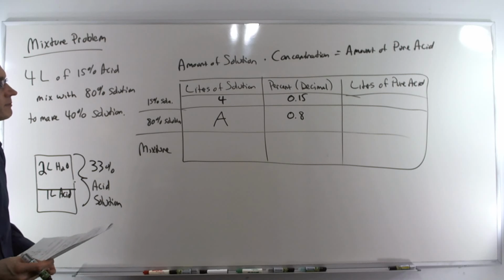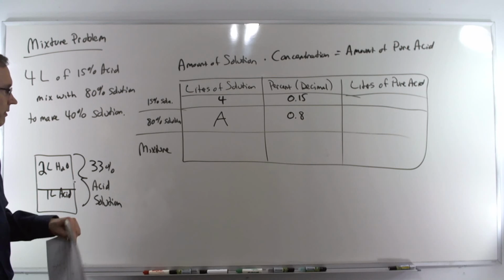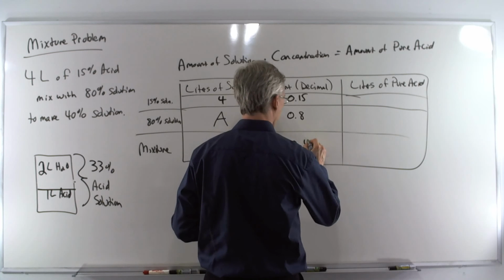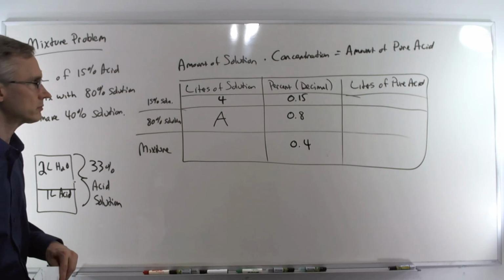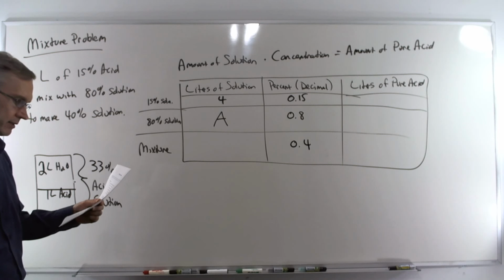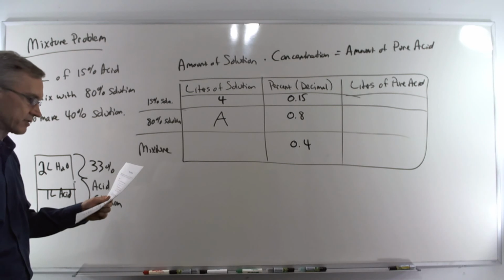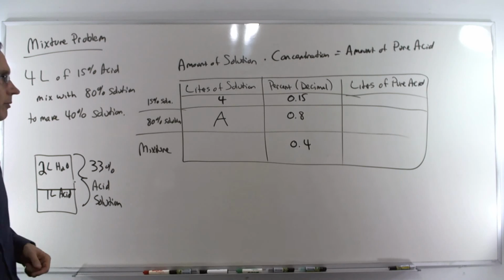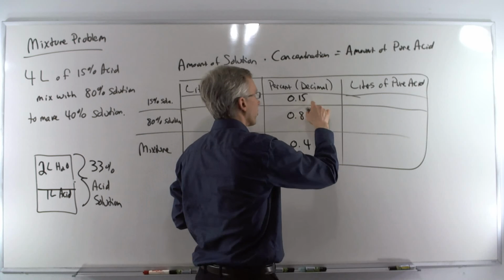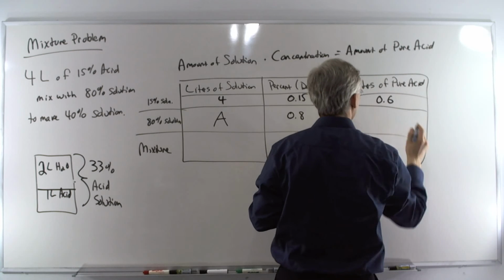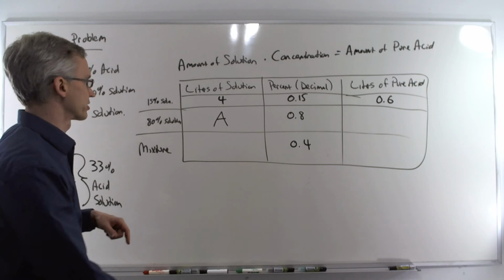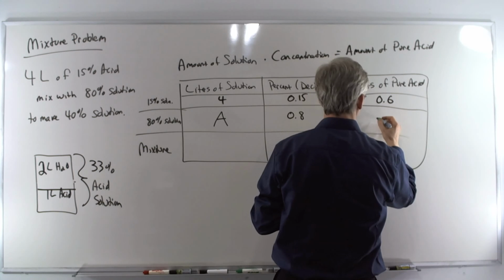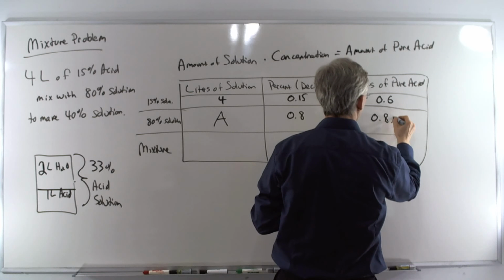We do know that it's an 80% solution, so this is 0.8. And now the mixture. The mixture we know is supposed to be a 40% solution. So 0.4 goes here. That is all the stuff that we are given, and the rest we need to calculate. So we're going to multiply straight across. 4 times 0.15 is 0.6. Now I'll multiply straight across here. A times 0.8 is 0.8A.